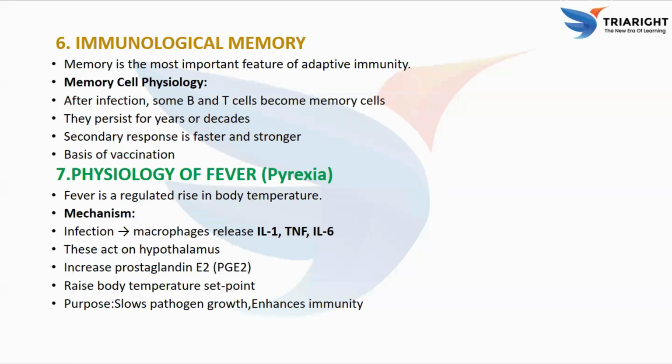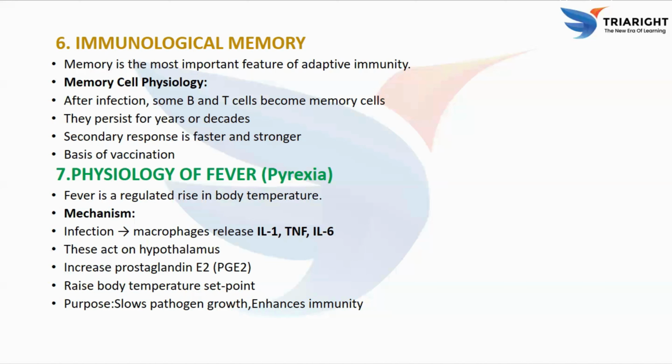So what is memory cell physiology? Like how memory cells work. After infection, some B cells and T cells become memory cells. When your body fights a germ, B cells and T cells get activated. After the infection is cleared, most of the cells die, but some survive as long-living memory cells. These memory cells persist for years or decades. They live in lymph nodes, bone marrow, and spleen. They can survive about 10 to 20 years, sometimes even for life.